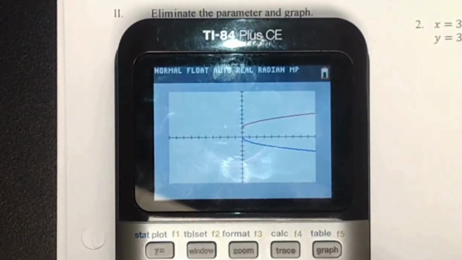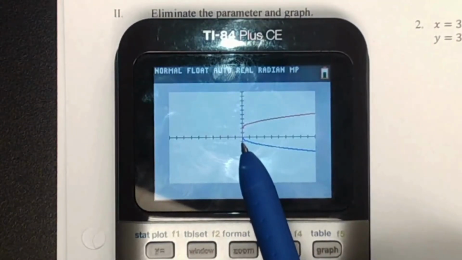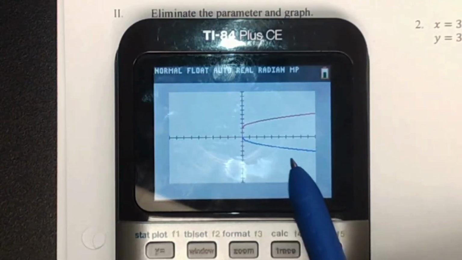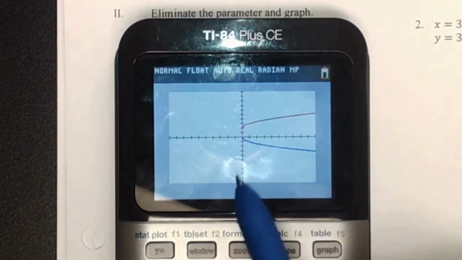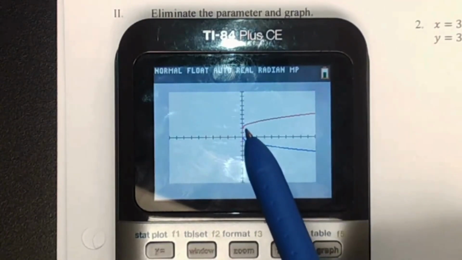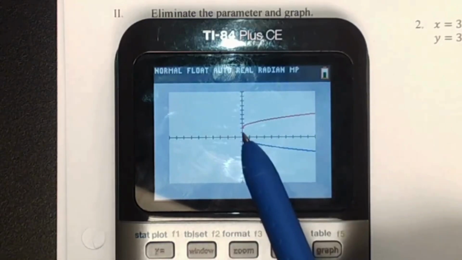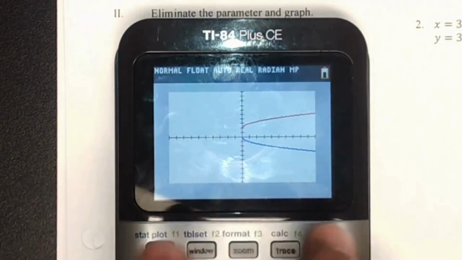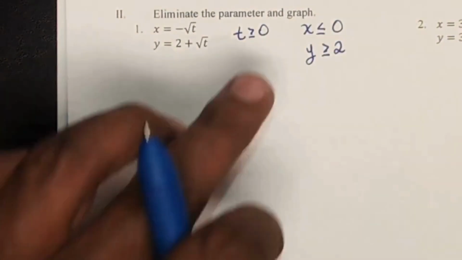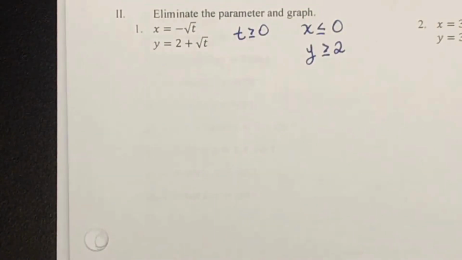For some of y'all that are more visual, here it is. This is my blue equation of negative root x. Notice that all of my outputs are less than or equal to 0. This red one was 2 plus root t. So I'm starting off at 2 and shooting off forever. It starts off at 2 and goes bigger and bigger and bigger. So again, visualizing the graphs is going to be helpful, but these are the restrictions on my x's and y's.